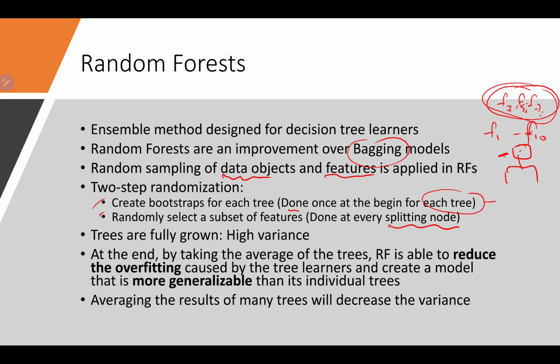Another thing is trees are fully grown, so that's another interesting point in random forest. So there's high variance in the trees, but the idea is that we combine them. Okay, at the end we will have many trees, so when we take the average of that, we will reduce that overfitting caused by each of the trees, so then it will become more generalizable. Right, so by averaging we decrease the variance in the trees we have.